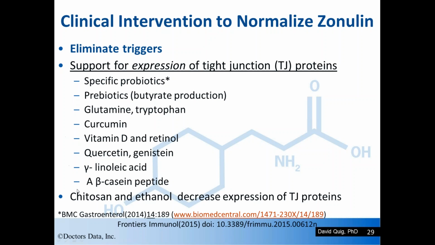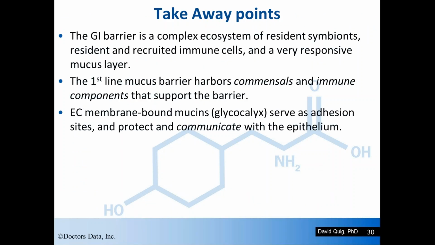We do know that chitosan, which is ground up crab shells, which is a very abundant food additive, and ethanol actually decrease the expression of the tight junction proteins. Now, I'm not saying that simply increasing the expression of the tight junction proteins will prevent the increased gaps between the endothelial cells. I think that even if we do that, if we don't eliminate the triggers, we're still going to have a problem. But at least we can support the expression of these proteins in the healing process as we eliminate the triggers.